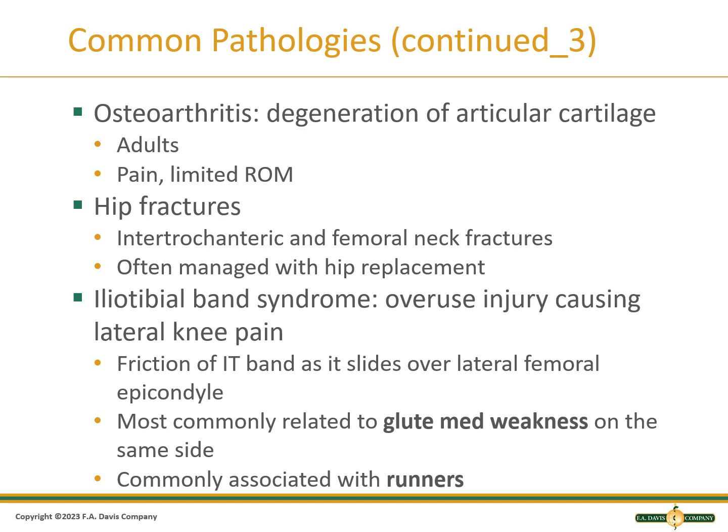Osteoarthritis is the degeneration of articular cartilage, typically seen in adults, causing pain and limited range of motion. Hip fractures can commonly happen in the intertrochanteric and femoral neck, just because these are areas of weaker bone and inability to tolerate specific stress distributions. They're often managed with ORIF and hip replacements.